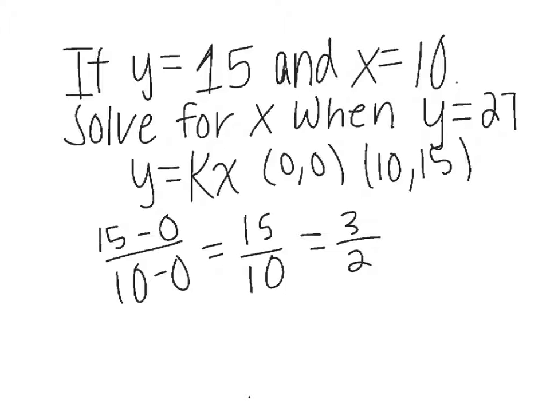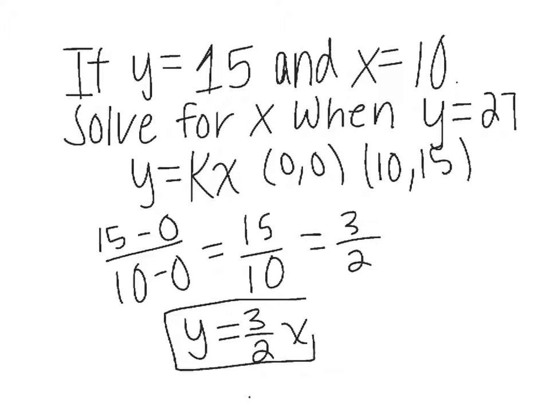Now, we need to solve for x when y equals 27. That is that question there, but it also tells us to write a direct variation equation. That direct variation equation is going to look like y equals 3 over 2x. That's one part of the answer. The second part of our answer is going to be solving for x when y is 27. So if I take this equation here and I plug in 27 for y, I've got 27 equals 3 over 2x.